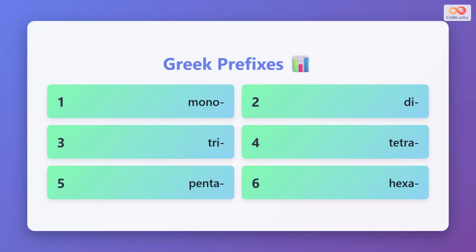To name covalent compounds, we use Greek prefixes to show the number of each type of atom present in the molecule. For 1, use the prefix mono. For 2, use di. For 3, use tri. 4 is tetra. 5 is penta. And 6 is hexa. These prefixes come before the element name to tell us how many atoms of each element are in the compound.